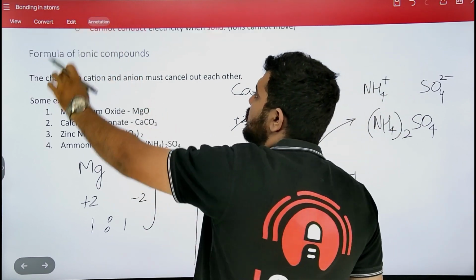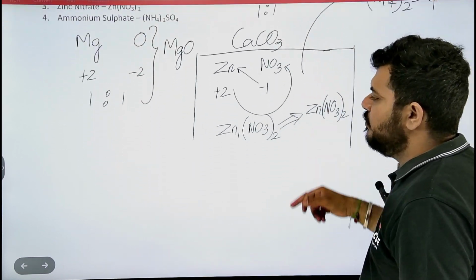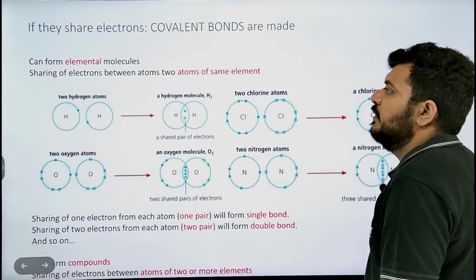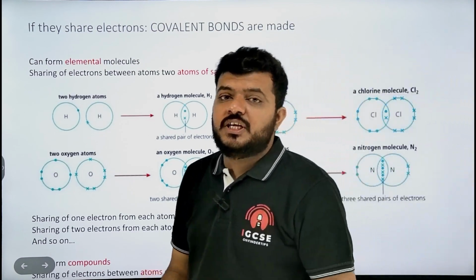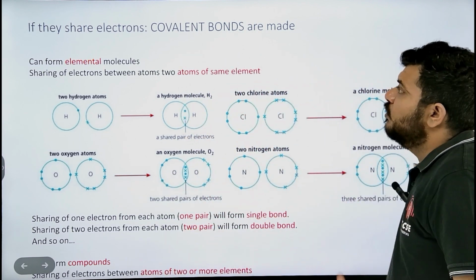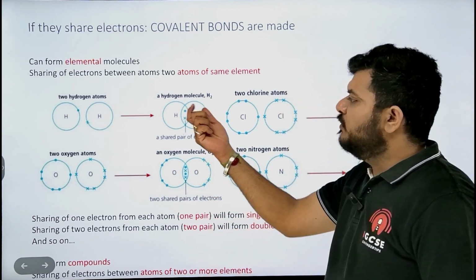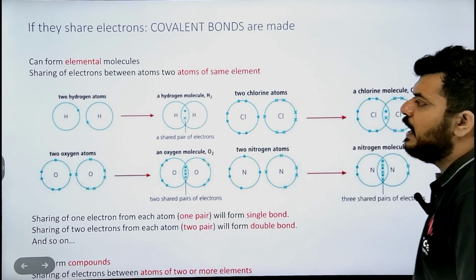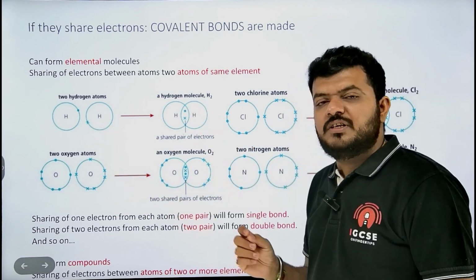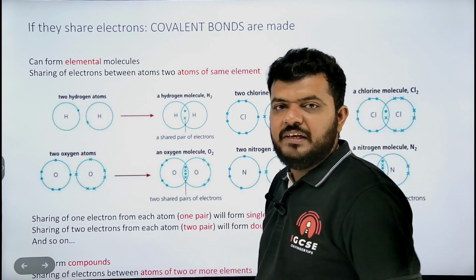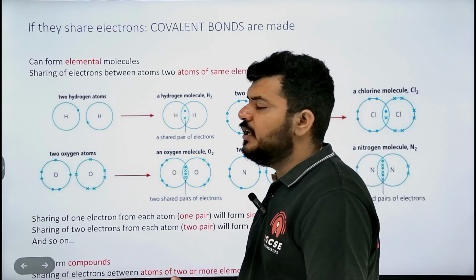Now let's look at the next type of bonding. If elements or atoms share electrons, they form covalent bonds. Okay, now covalent bonds can be formed between elemental molecules. Look at hydrogen over here. Hydrogen requires 2 electrons, right? I said that only hydrogen and helium can have 2 electrons and still be stable.